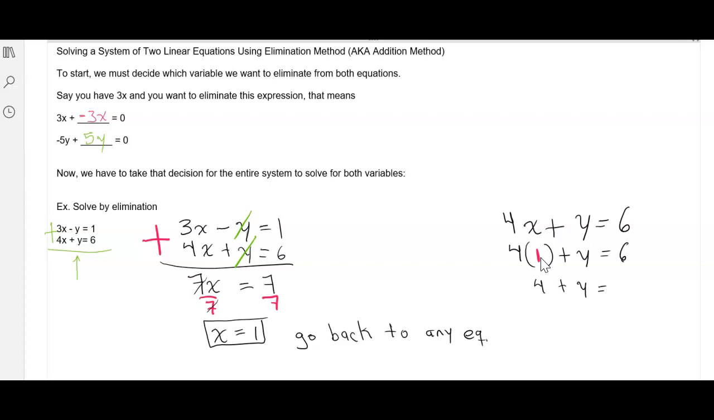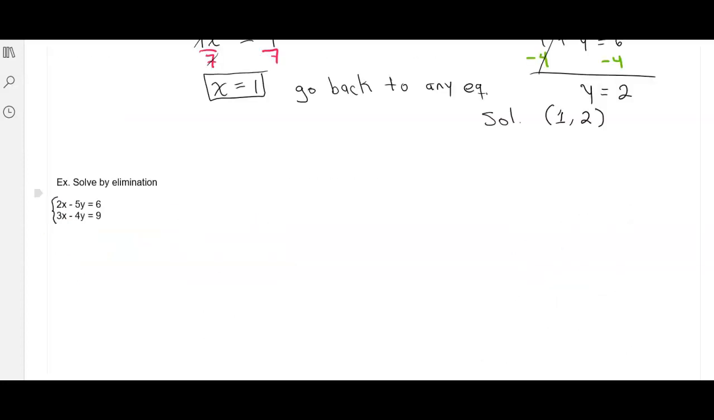Once we are here, we start solving for y, so 4 times 1 plus y is equal to 6. Solve for y by subtracting 4 on both sides. Our answer will be y is equal to positive 2. So that means that this solution is a point where the x number is 1 and the y number is 2. Let's try it again.